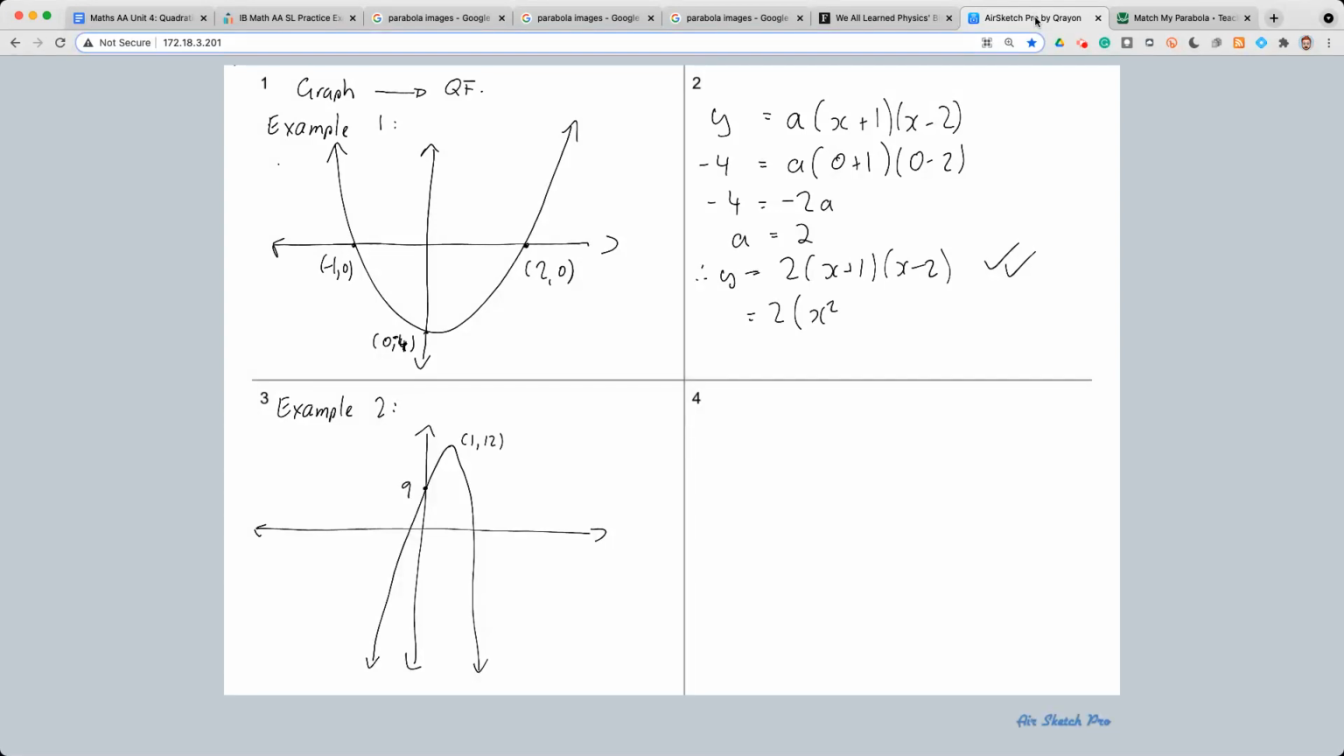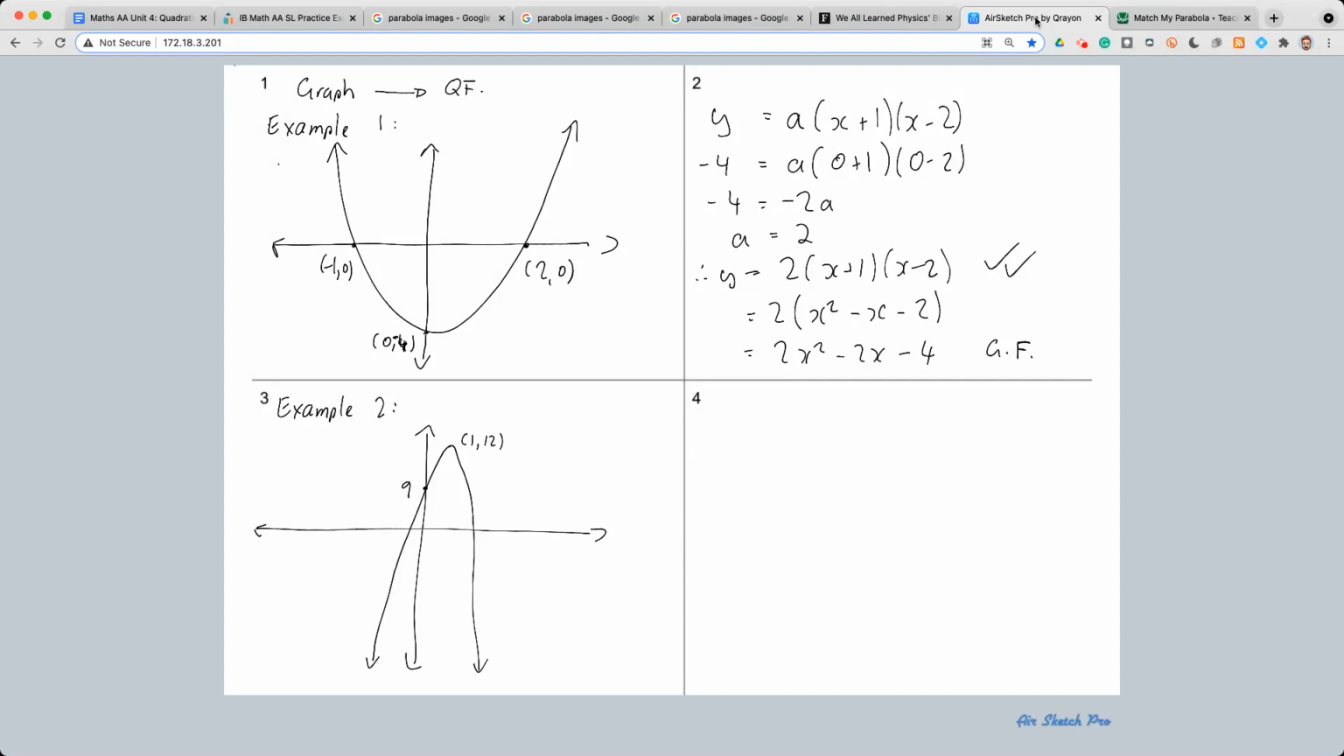So that's going to be x squared. And then I'll just do this in fast format. 1 times x is x, minus 2 times x is minus 2x. x minus 2x is negative x. And then minus 2, which is equal to 2x squared minus 2x minus 4. And that's in general form.